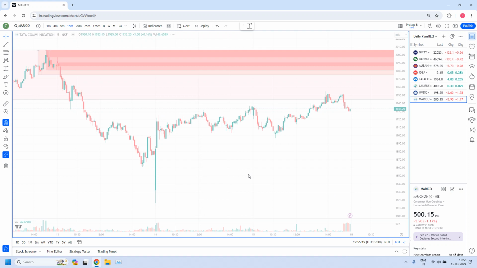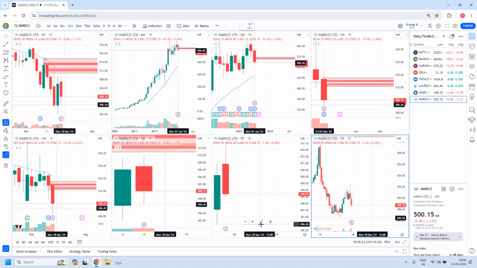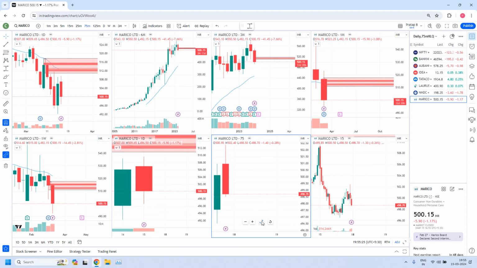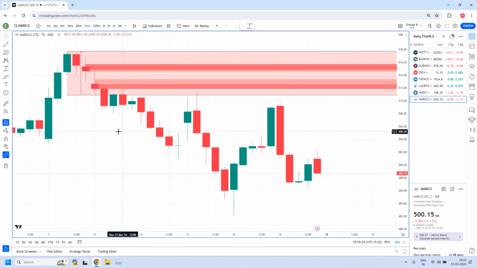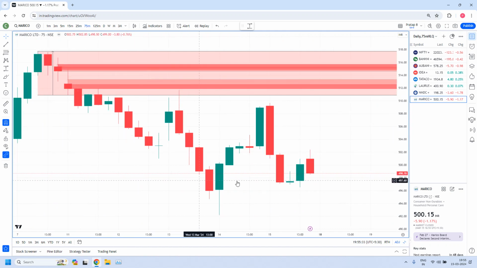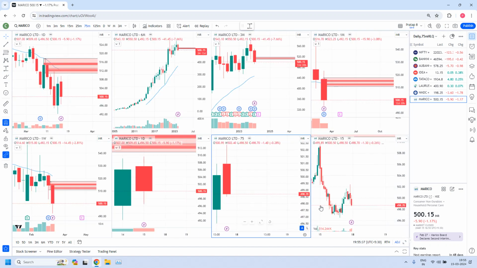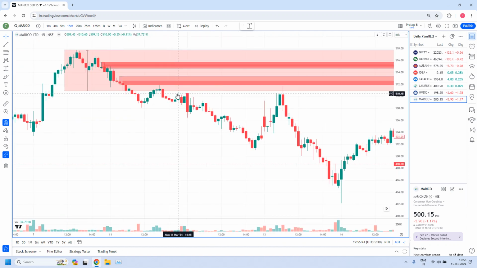Today TradingView is very slow. Marico is a 75-minute zone. This is a rally, base candles and a drop candle. And inside this, we identified 15-minute zones, a couple of 15-minute zones.